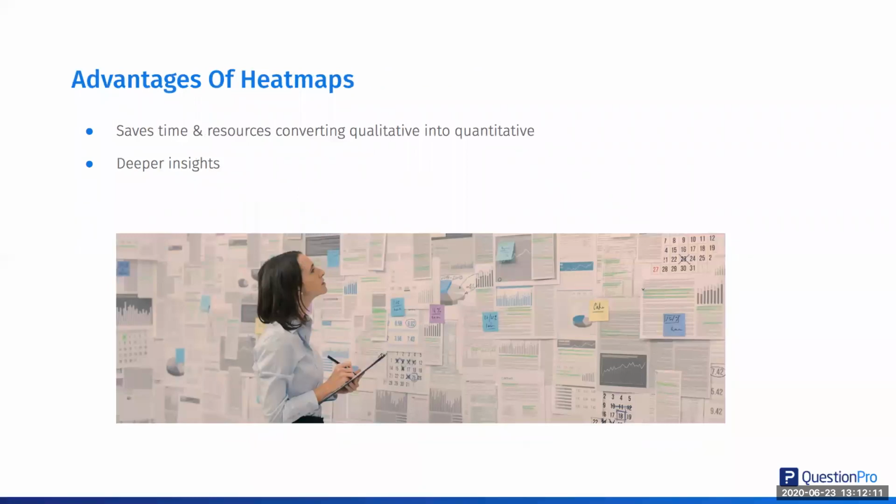So what are the advantages of heat map analysis? First, it certainly saves time and resources, especially when you're converting qualitative data into quantitative. It saves the strain and time you would experience if you were working with open ends, whether you were just reading open ends, trying to do coding, or even doing text analysis as well. When analyzing heat maps, you can immediately, from a relative standpoint, quantify what is most attractive to your audience as a whole.